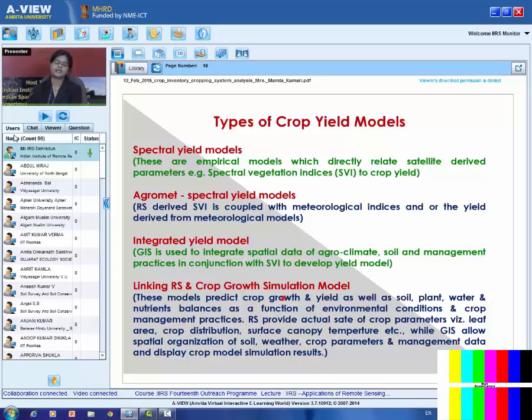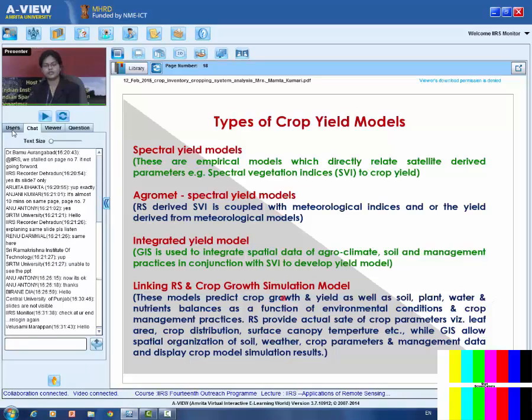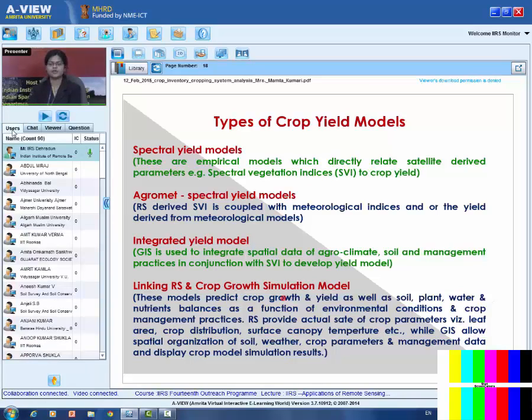Like we are taking the temperature data, temperature difference in terms of degree days, that is T average minus T base at different growth stages, that is flowering or reproductive stage. So one thing I have forgotten to tell you, that in a spectral yield model, if we are using the single date data, we must take the peak crop growth stage data. Peak crop growth stage means heading or flowering stage data.